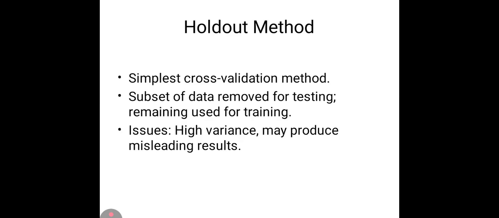Next is the holdout method. The holdout method is the simplest cross validation approach. We randomly split the data set into a training set and a testing set. However, since it relies on only one split, it has high variance and may give misleading performance results.